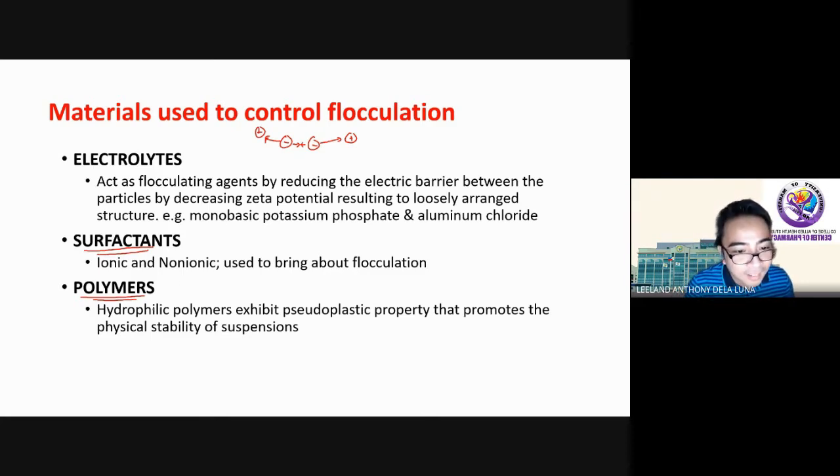Sulat natin. Hindi namin makahabol yan. Hindi familiar yan? Okay, CMC or carboxy methyl cellulose. Okay? So these are polymers, class, na ginagamit natin para sa mga suspensions natin.